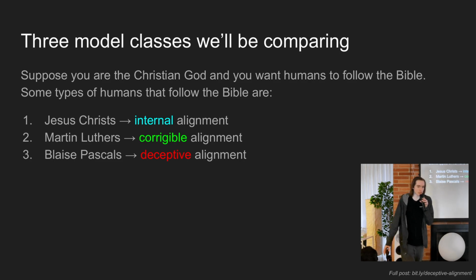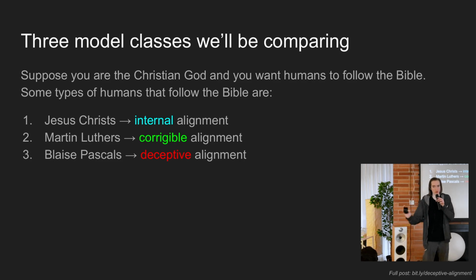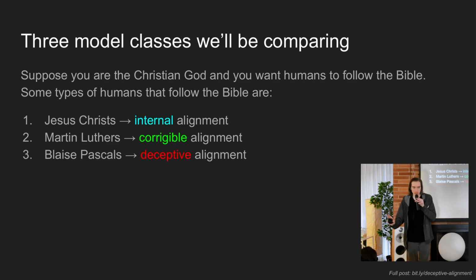No. So internal alignment does not mean is aligned, right? Internal alignment means, in this case, something very specific, which is it internally has directly hard-coded into the algorithm, into the weights of the model, the exact objective that we are trying to get it to accomplish, right? That is what internally aligned means here, right? So it is not like it's internally aligned with respect to one thing or not the other, right?